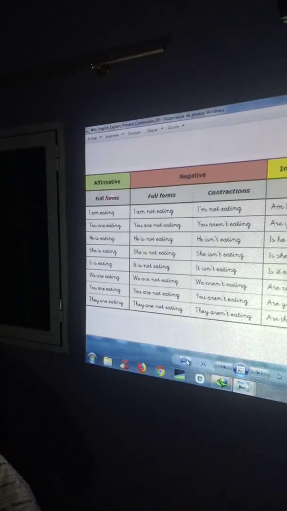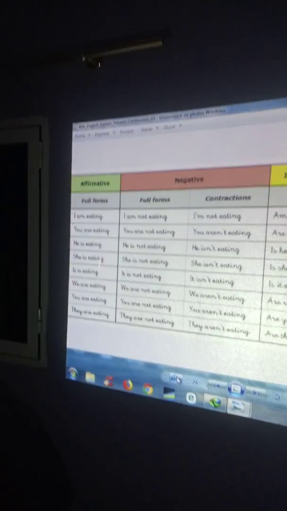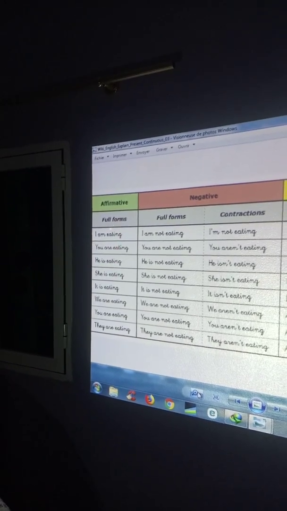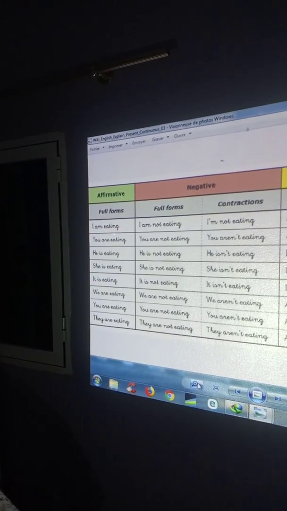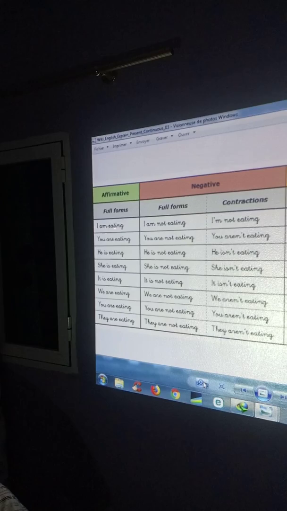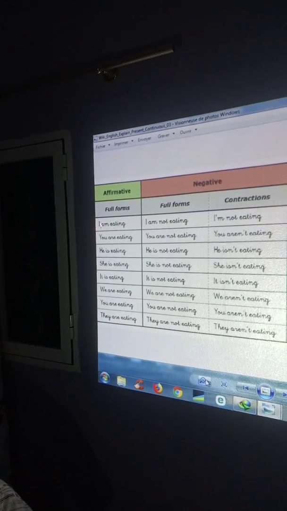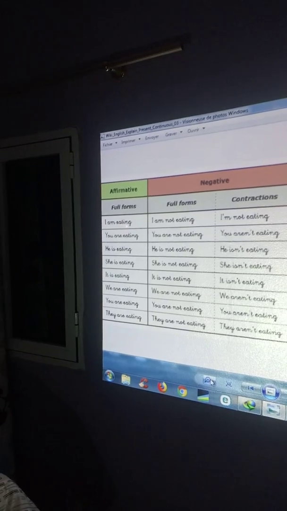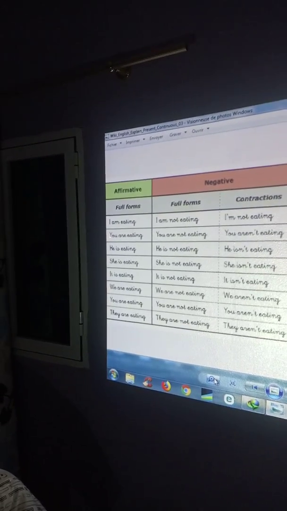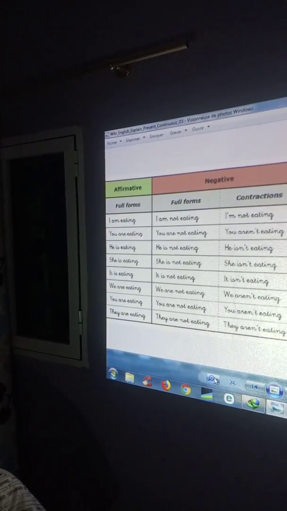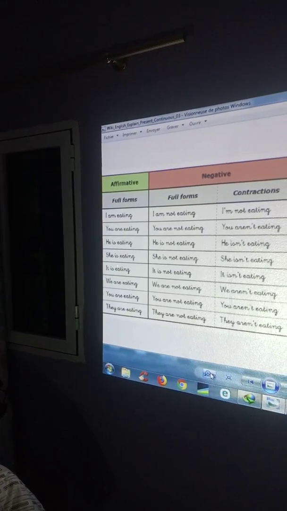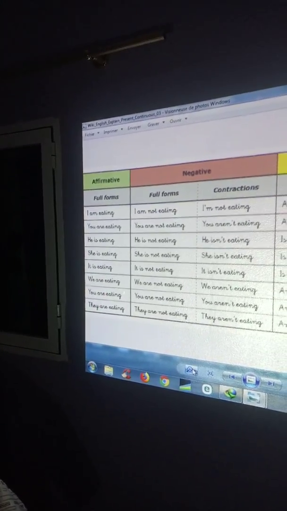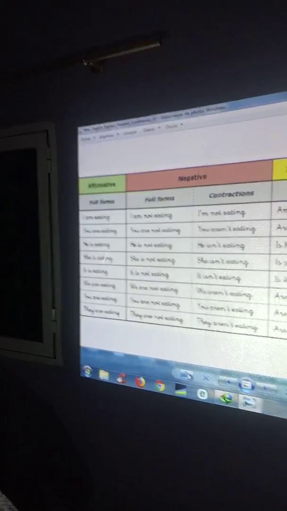So let's start with the affirmative form in the present continuous. If we take the example of the verb to eat, we have the full form: I am eating. So we have the personal pronoun, the verb to be, plus the verb to eat plus ing. You are eating, he, she, and it is eating, we, you, and they are eating. So this is the affirmative.